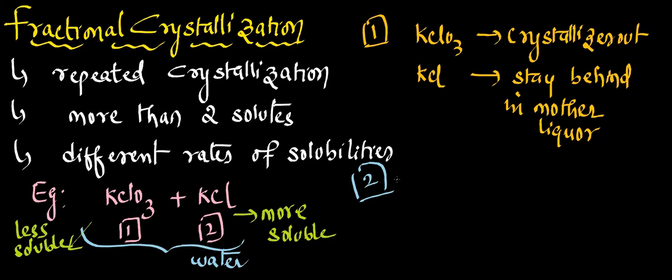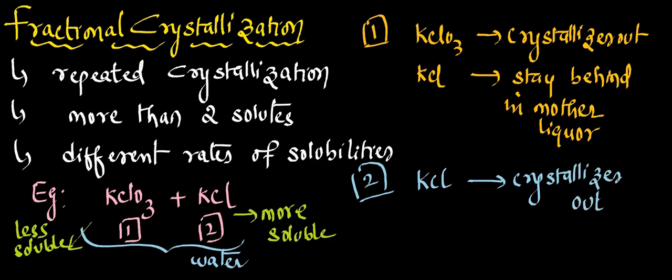Now what we have to do? Now we have to repeat the procedure. Again we have to make a hot concentrated saturated solution. We just have to do the filtration, and then we have to do the crystallization process. If you have seen the past recording, you will be clear with this. We have to repeat the same procedure. Now when you do crystallization, what happens here? This time potassium chloride crystallizes out.